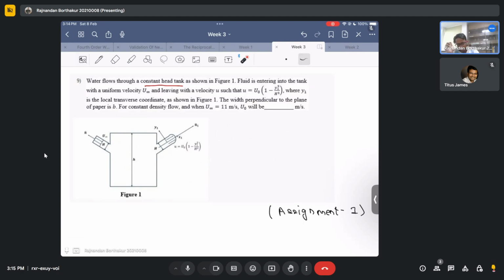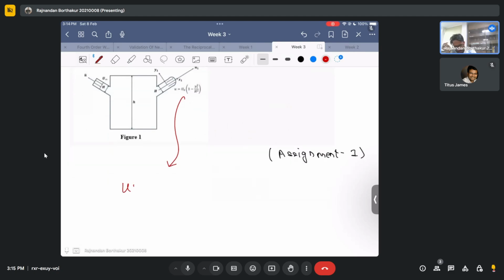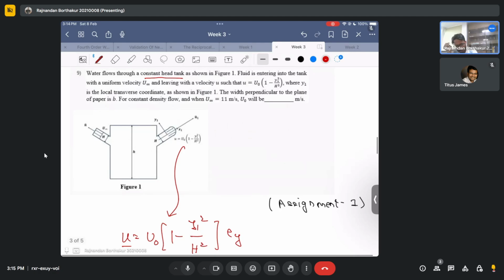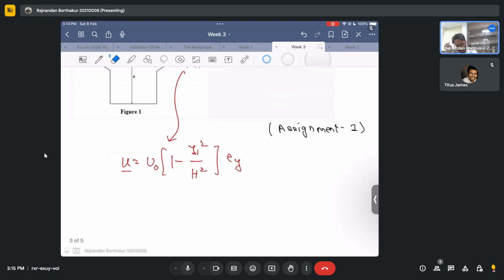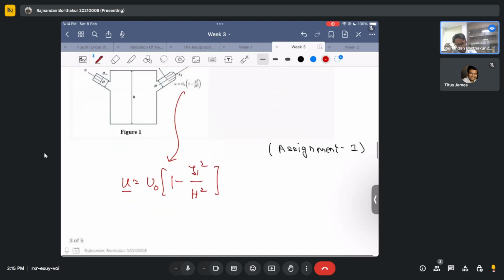Now, given that u infinity has a magnitude of 11 meters per second, they are asking what is the magnitude of the outflow velocity, because you can see from here that the outflow velocity has a form u naught into 1 minus y1 square by h square. Since velocity is a vector, it is in the direction of the unit vector in this direction, n1. So I can safely say that my velocity is in the direction of n1 hat.